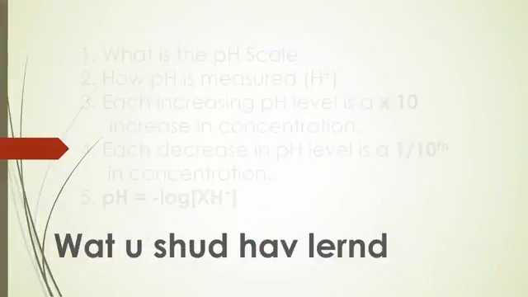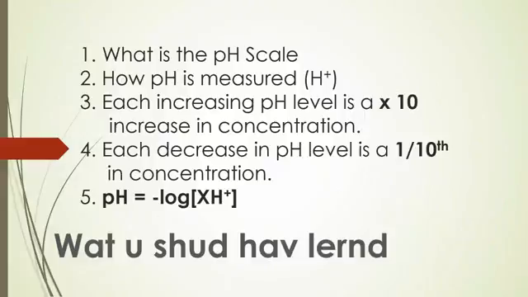All right, guys, so stuff you should have learned from this lesson. We talked about what the pH scale is and how we measure the hydrogen ions. We also talked about how increasing the pH level is a times 10 change in concentration, while decreasing the pH level is a tenth of the concentration. And we should know that the calculation for the pH is equal to the negative log of the number of dissociated hydrogen ions times its concentration. Which we'll practice in class. Absolutely. But definitely make sure you have that formula written down in your reference table.